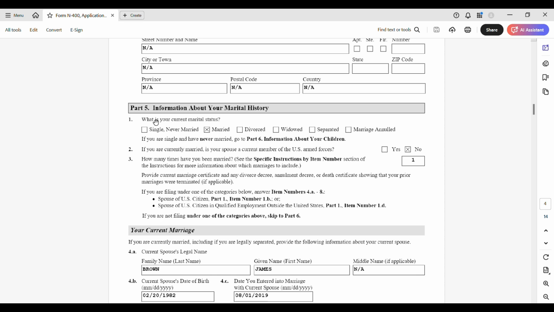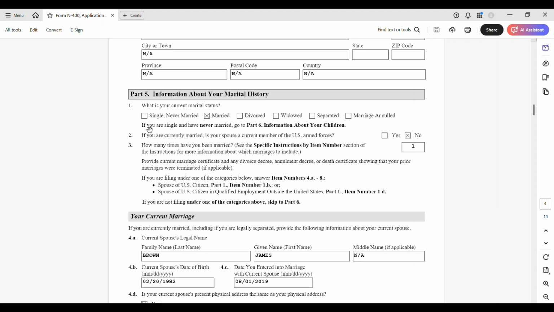Part 5, information about your marital history. What is your current marital status? In this case, the applicant is married. If you have a different status, then you would select the one that is applicable to you. If you are single and have never been married, go to Part 6, information about your children.